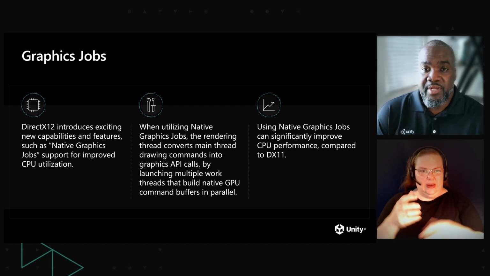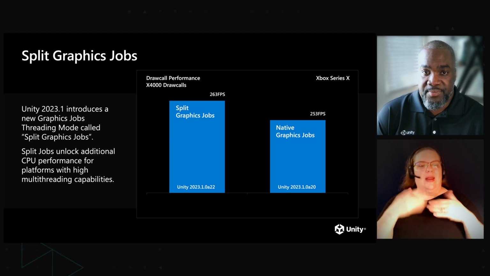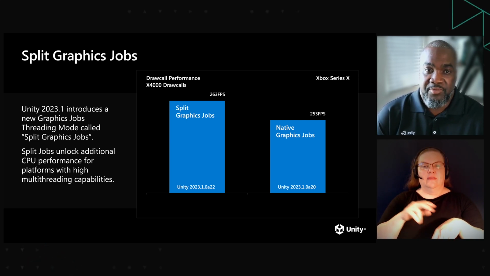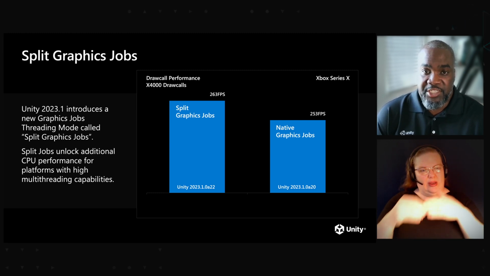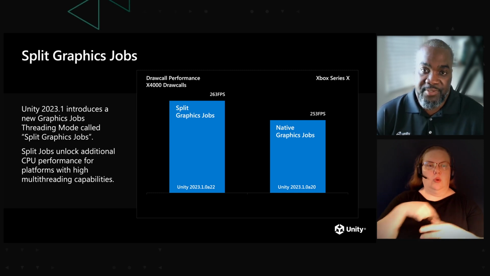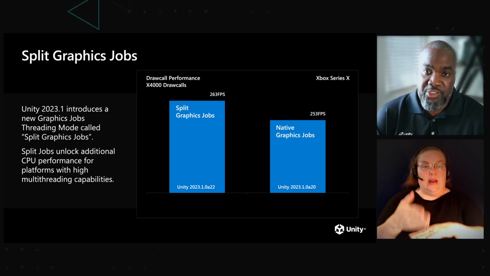So in 2023.1, we added a new threading mode called Split Graphics Jobs. Native jobs by their design cause the main thread to synchronize with the rendering thread, leading to stalls. So Split Graphics Jobs removes this limitation and allows the main thread, which is usually the bottleneck, to run fully uninterrupted. This leads to the dramatic CPU performance gains you see in this chart.